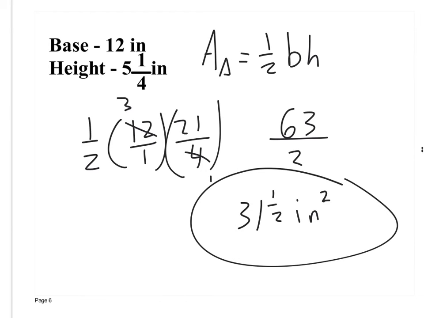The reason it's inches is because base is in inches and height is in inches. Well, what's inches times inches? Inches squared. The square just means it's times by itself. So inches times inches. So this is area. Area is always a square unit. Everybody understand?